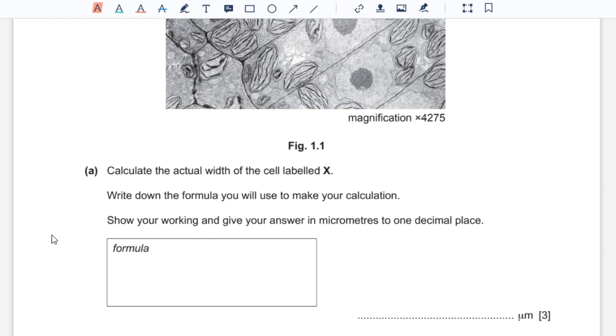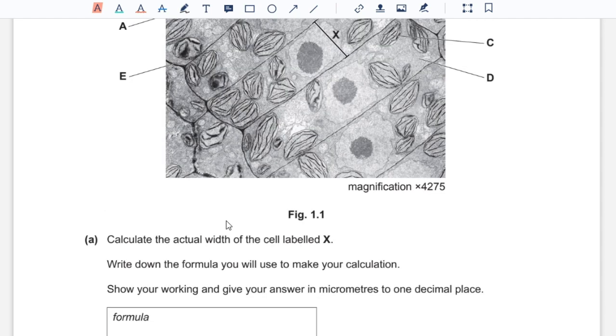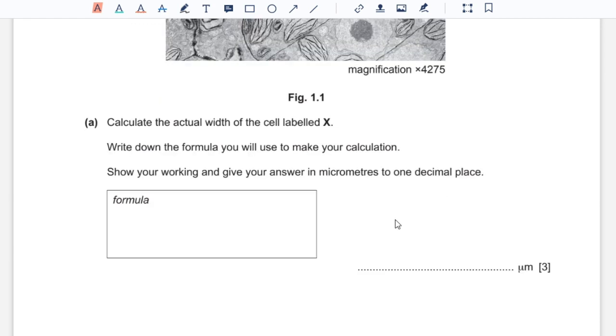So the formula you'd use would be: actual size is image size divided by magnification, where the image size can be anywhere between 16 to 19 millimeters. To convert that to micrometers, you'd multiply by 1000 and then divide by the magnification, which is 4275. And so your answer would be between 3.7 to 4.4 micrometers.